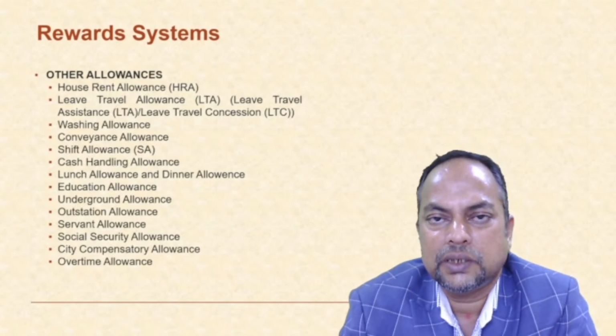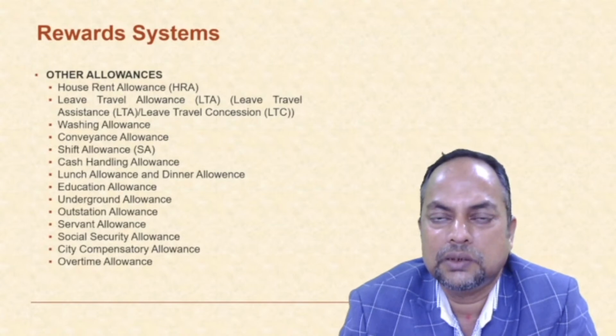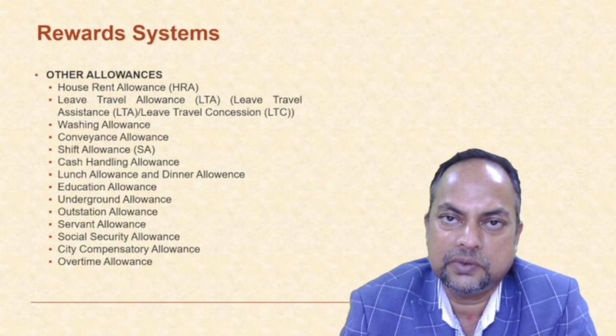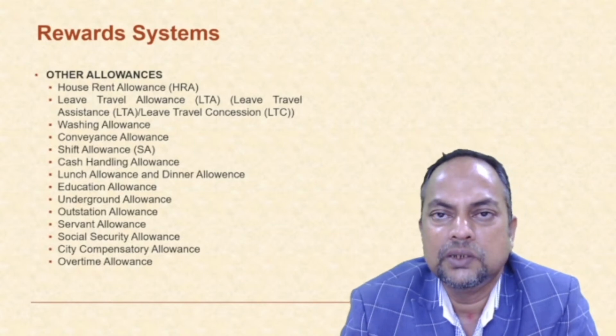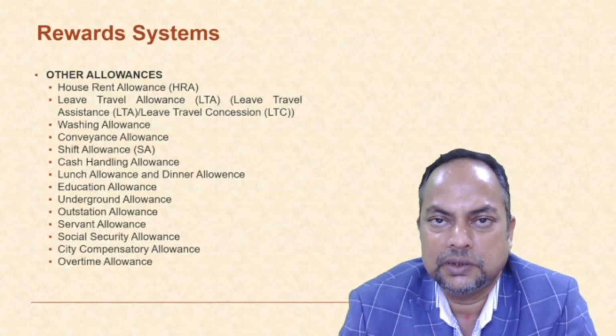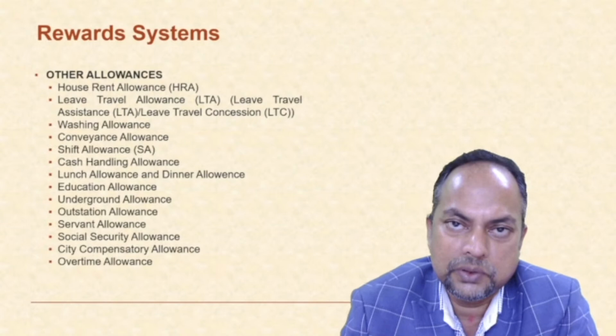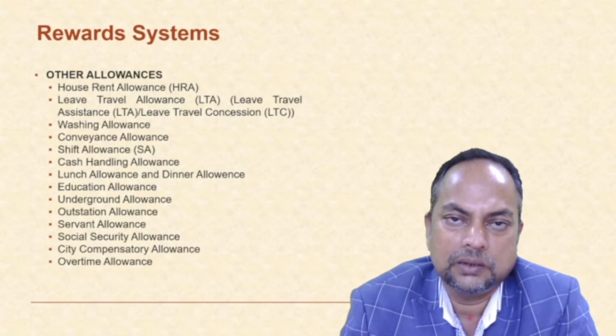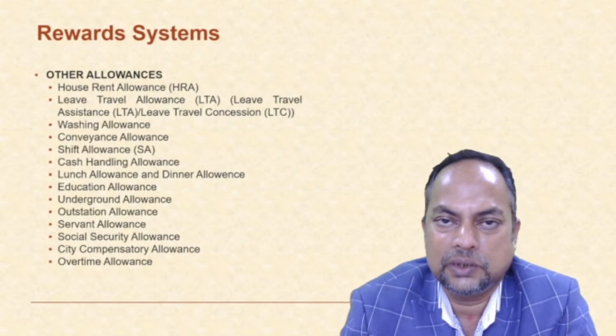Social security allowances are also being provided if the employees of the organization are not being covered under ESI or EPF or workmen's compensation, right? So additional benefit is given so that the employees can contribute their part to ensure social security.